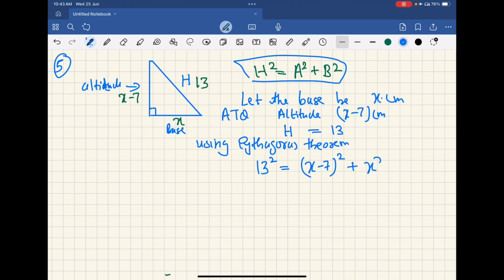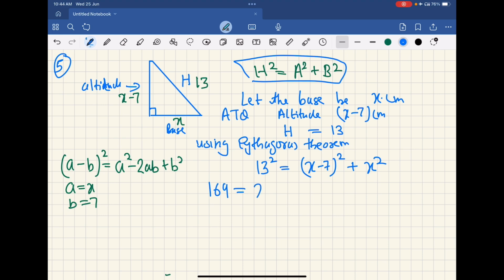plus x square. Now when we have to solve x minus 7 whole square, it is a minus b whole square formula, which is what? A square minus 2ab plus b square. What is a here? X. What is b here? 7. So now let us solve. So 13 square will be 169, we write that.